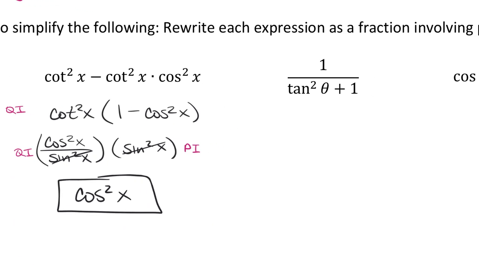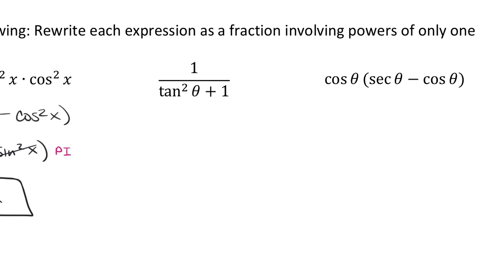Let's try another. 1 over tangent squared of theta plus 1. I have tangent squared of theta in the denominator. What can I change that to? Look at the middle row or middle column of the Pythagorean identities. Yeah, tangent squared of theta plus 1 is exactly equal to secant squared of theta. So we can change this to secant squared of theta. That's a Pythagorean identity.